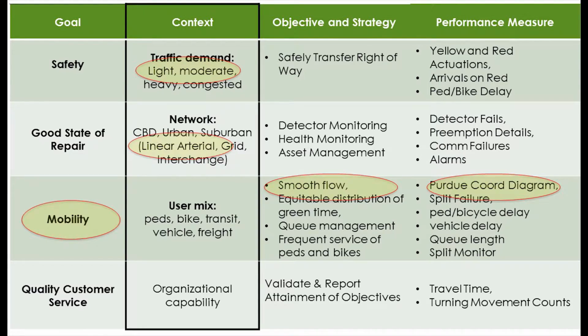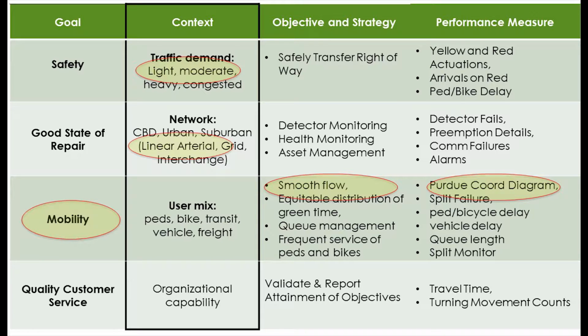All right, so we're going to go through another example, and we work the other way. So if we started with mobility, our goal is mobility. And for context, we're going to say this is for traffic demand that's light to moderate on a linear arterial. So what would the objective be? The objective is smooth flow. We think the vehicle should be able to drive down the arterial without stopping. We call that smooth flow.